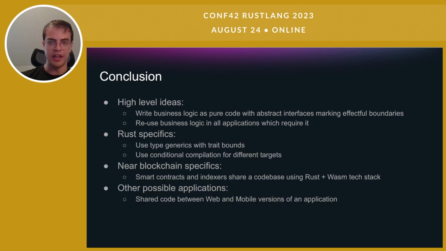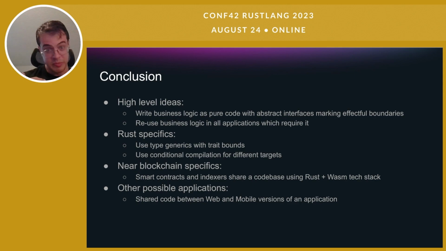So, in conclusion, at the highest level, the thing that I want you to take away from this talk is that you can write your business logic in a way that uses pure, reusable code by abstracting away platform-specific effects. And as a nice side effect, this code is actually easier to test and to maintain. In this particular talk, we were using Rust as our programming language of choice, and Rust can accomplish this using traits and type generics, along with a little bit of conditional compilation.